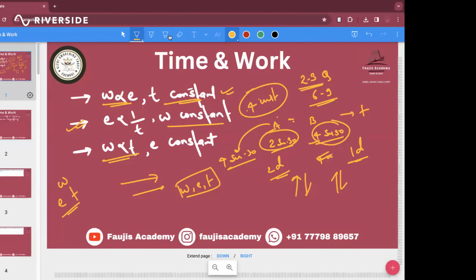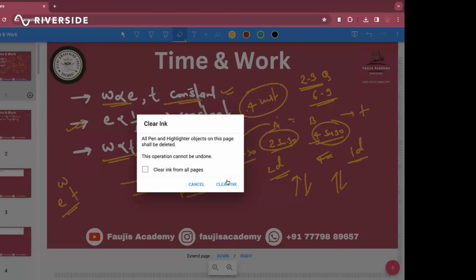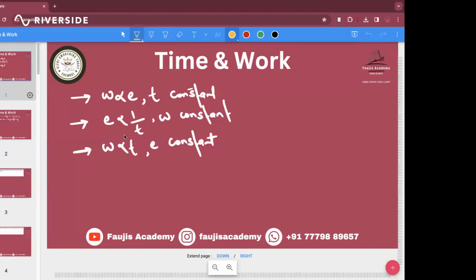And over here, I wanted to make you understand that many people also write work is inversely proportional to time. The sense they try to make over here is not this. It holds when the efficiency is constant.